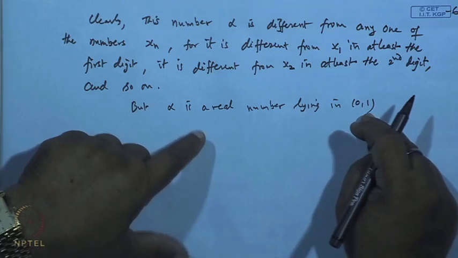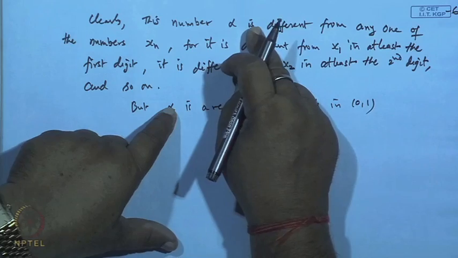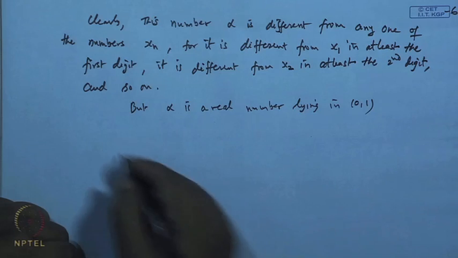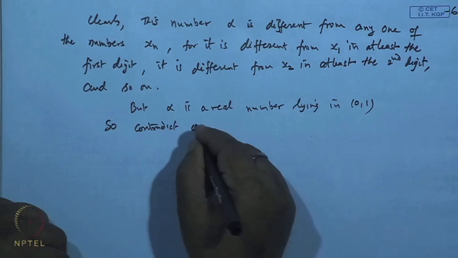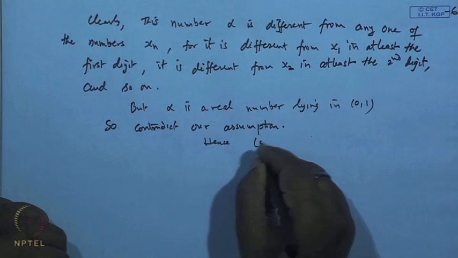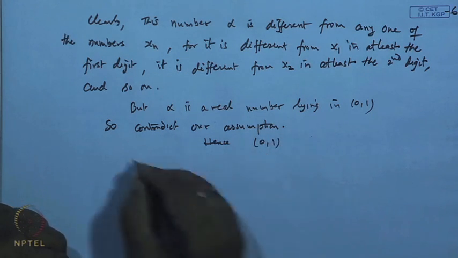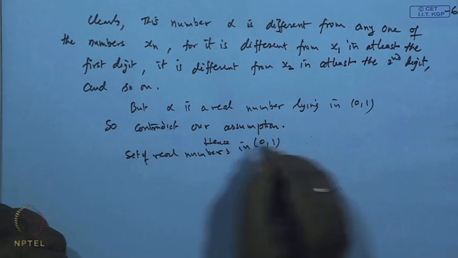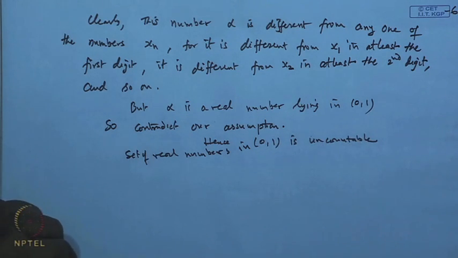It means that our assumption is wrong, because if it is countable, then alpha must be one of the x n's, but this is not true. So that shows that our assumption is wrong. So, we contradict our assumption. Hence the set of all real numbers in the interval (0, 1) is uncountable, is not countable, and that is the proof.